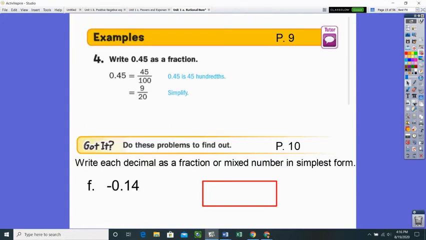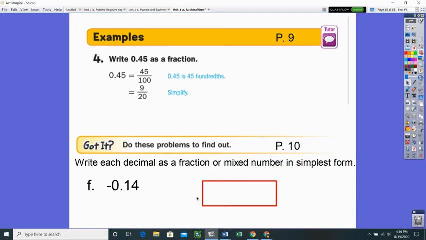So here's our chance for you to do a little practice. Here's another example on page 9. So, 45 sits in the hundredths place, tenths, hundredths, both divisible by 5. 45 divided by 5 is 9. 100 divided by 5 is 20. Can't divide by 3. They're not both even, so I am finished. Okay, would you please pause the video and do the last Got It, F, the Got It F on page 10.